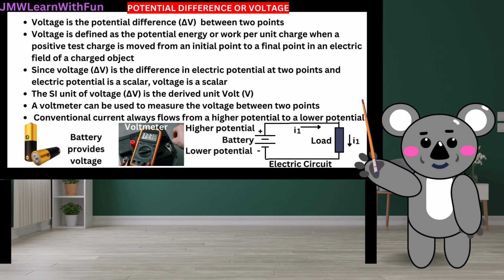A voltmeter can be used to measure the voltage between 2 points. Conventional current always flows from a higher potential to a lower potential. The figure shows a battery which provides a voltage or potential difference, a voltmeter to measure the voltage, and an electric circuit with battery, wire, and load. A current I1 flows in the circuit. The conventional direction of this current is from the higher potential, that is, the positive terminal or anode of the battery, to the lower potential, that is, the negative terminal or cathode of the battery.